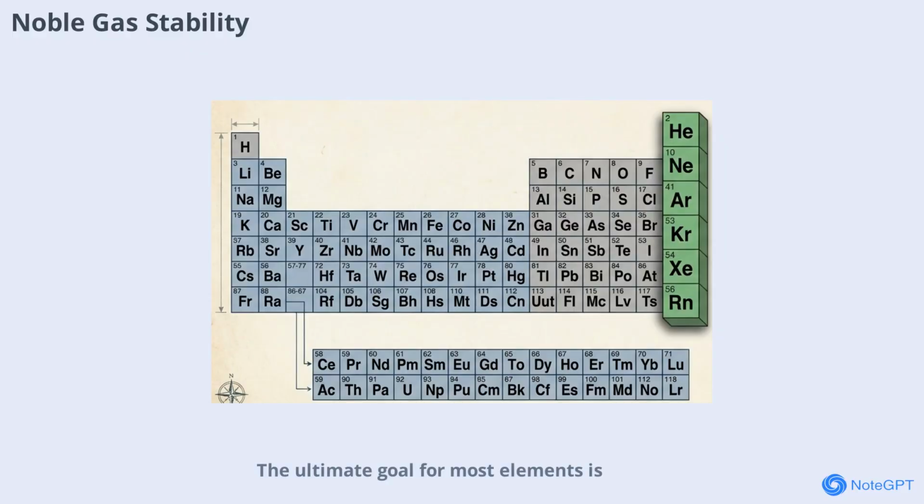The ultimate goal for most elements is to achieve the stability of the noble gases, found in group 18. These elements have a full outer shell of electrons, making them extremely stable and unreactive. All other elements strive to reach this configuration, either by gaining, losing, or sharing electrons. This drive toward noble gas stability is the engine behind all chemical reactions.